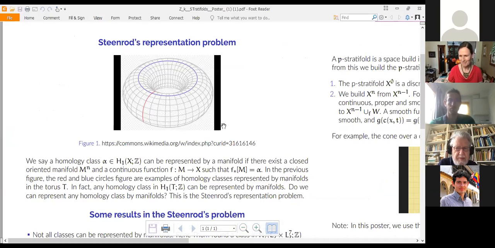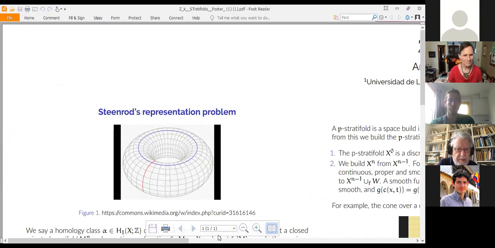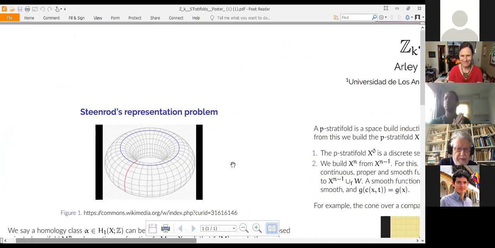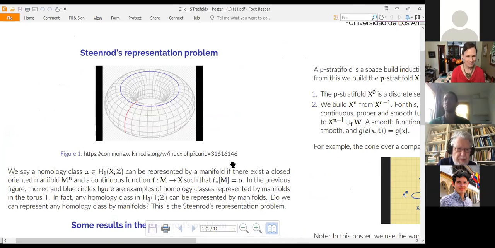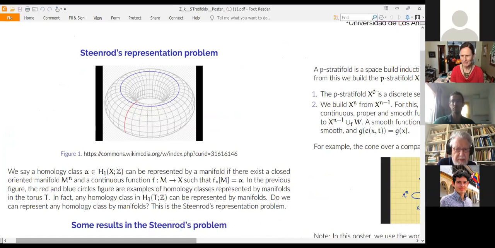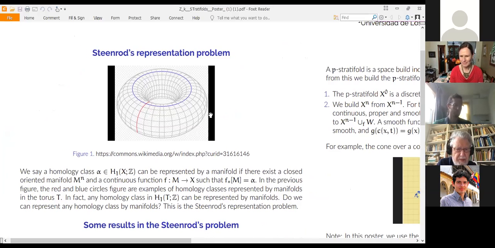Thanks for the time. Without any kind of introduction for my poster thesis, you can see this poster in the forum. So I want to explain the string root representation problem. It's a nice problem in algebraic topology. The question is if you can represent all homology classes using manifolds. This is the statement for this question.